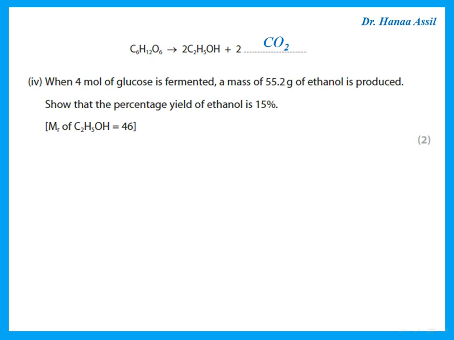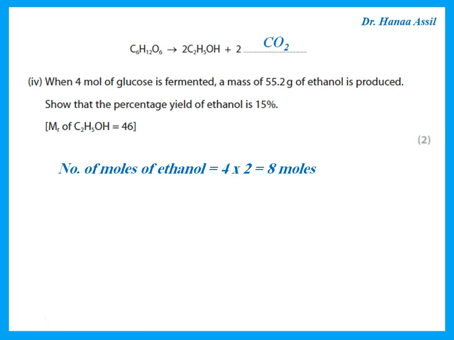Then he says, when 4 mole of glucose is fermented, a mass of ethanol is produced. Show that the percentage yield is 15%. Please do not confuse the 55.2 grams of ethanol as the mass of ethanol that should be obtained. This is the mass of ethanol that he obtained when he did the reaction. But in order to get the percent yield, I have to calculate what is the mass that he should have obtained.